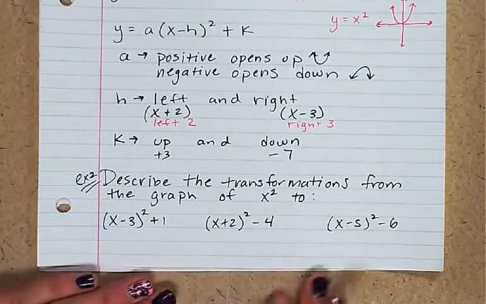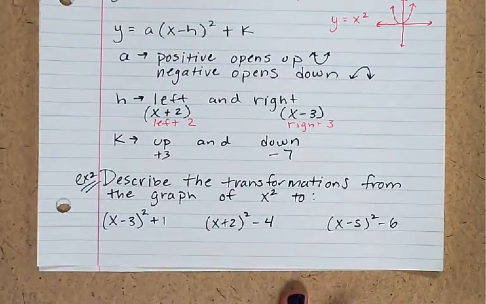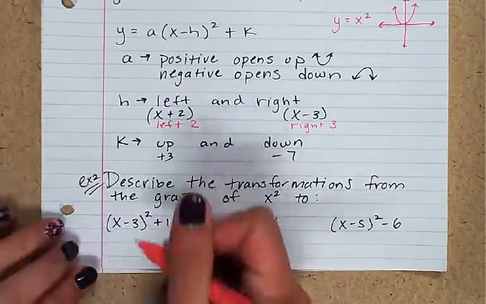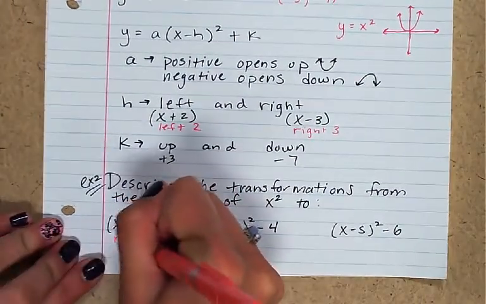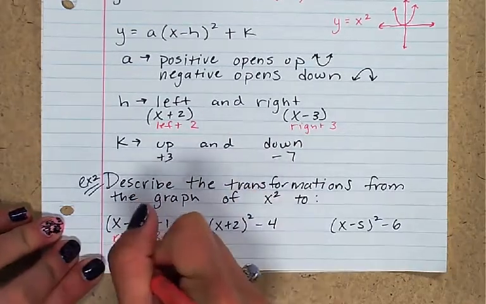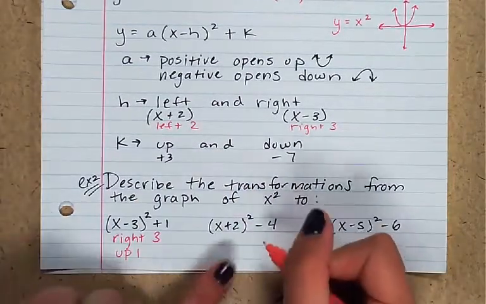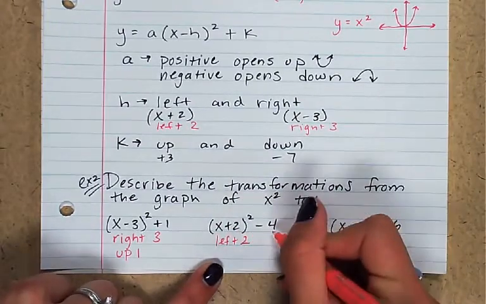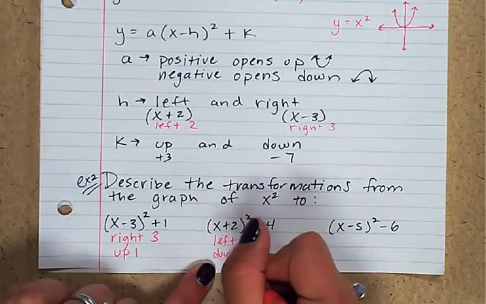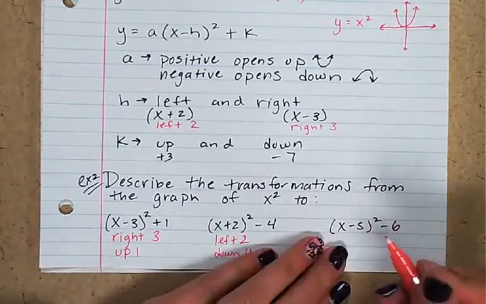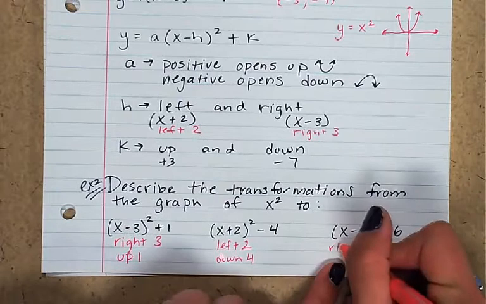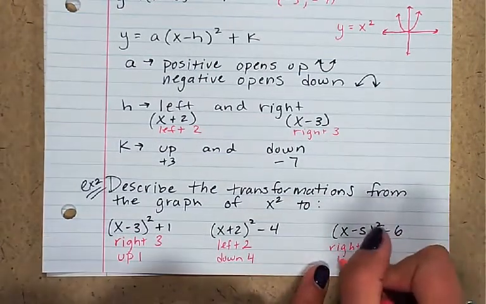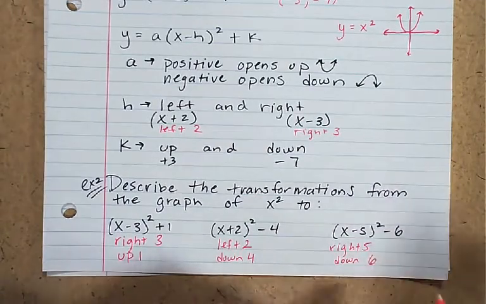Example 2 says, describe the transformations from the graph of x squared to each of these. Okay, so remember this is in charge of left and right, so you kind of do the opposite. We would go to the right 3. And this one would be up 1 because it's a positive 1. Okay, so x plus 2 means I would go to the left 2. Negative 4 means I'm going to go down 4. x minus 5 means I'm going to go to the right 5. Minus 6 on the outside means I'm going to go down 6.